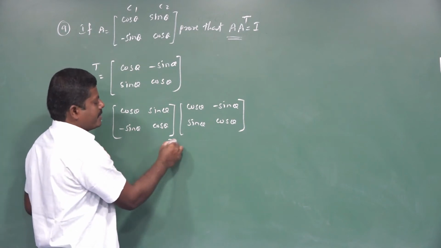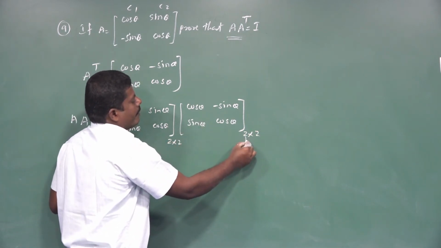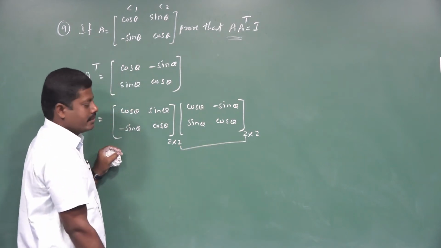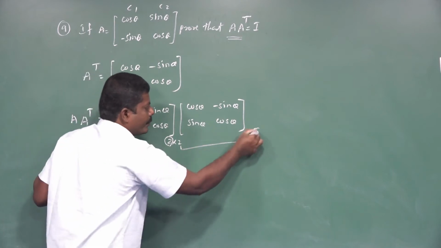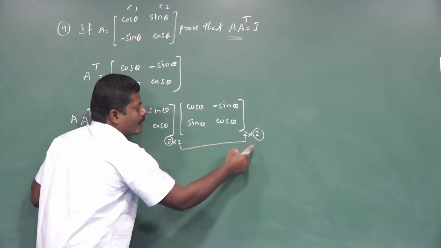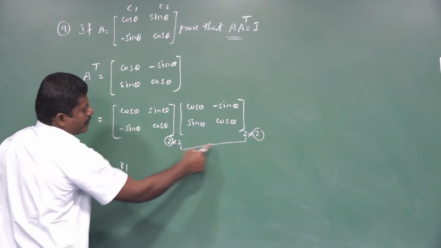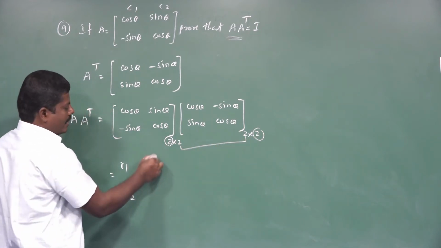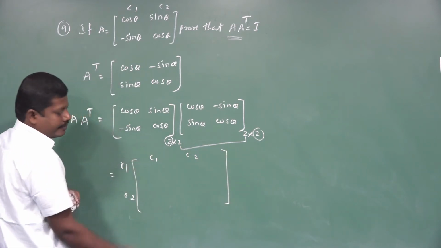The order of our first matrix is 2 by 2. The order of our second matrix is also 2 by 2. Multiplication is possible. Next, our result order is 2 by 2: 2 rows and 2 columns, row 1, row 2, and 2 columns, column 1, column 2. This is our result order. Understand?